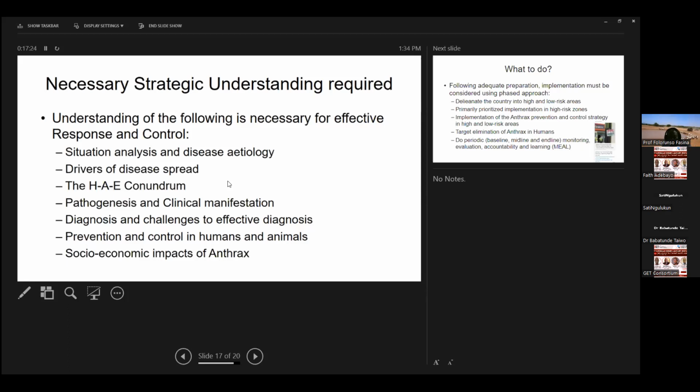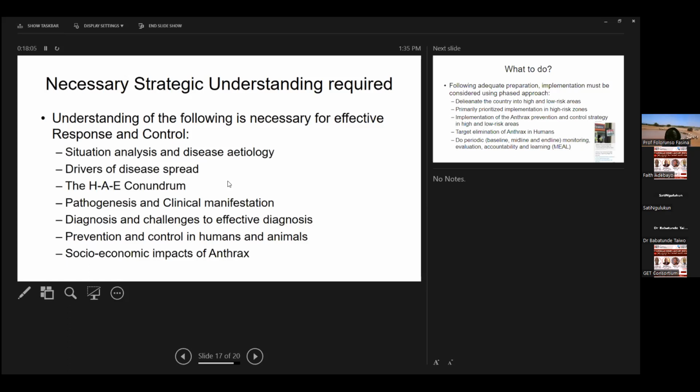In terms of diagnosis and challenges to effective diagnosis, we need to know. For example, we know that diagnosis in the rural and peri-urban areas may be weak because most of our facilities for effective diagnosis are over-concentrated in the central areas, maybe Abuja, maybe VOM, maybe Lagos. What of the other areas where we have the high-risk groups? Do we make any provision for rapid diagnosis in those places? We need to begin to review this. Prevention and control, we need to take it seriously. And also the socio-economic impact of anthrax. We need to define it, undertake it, and know it beforehand.